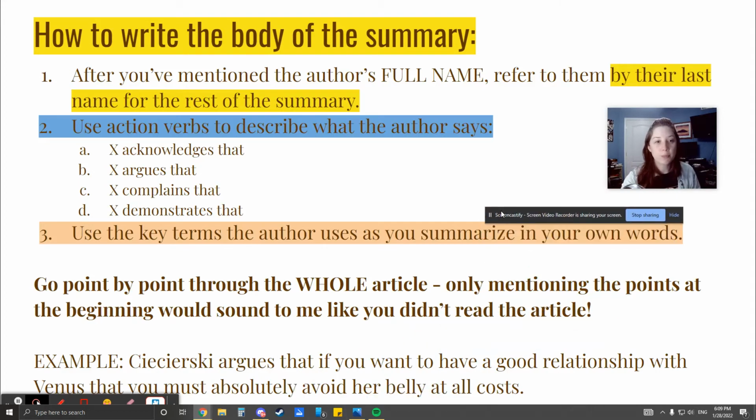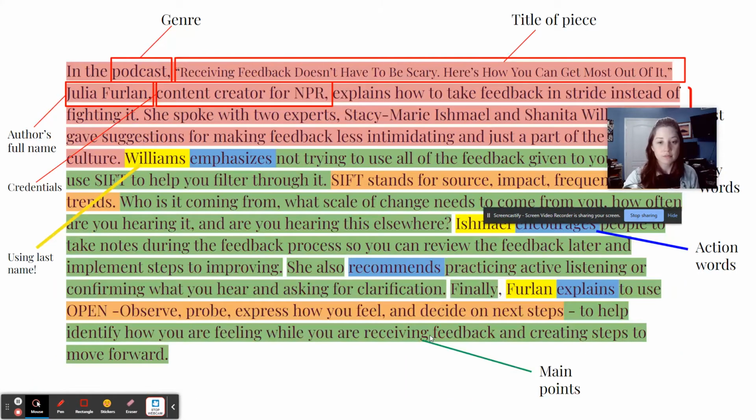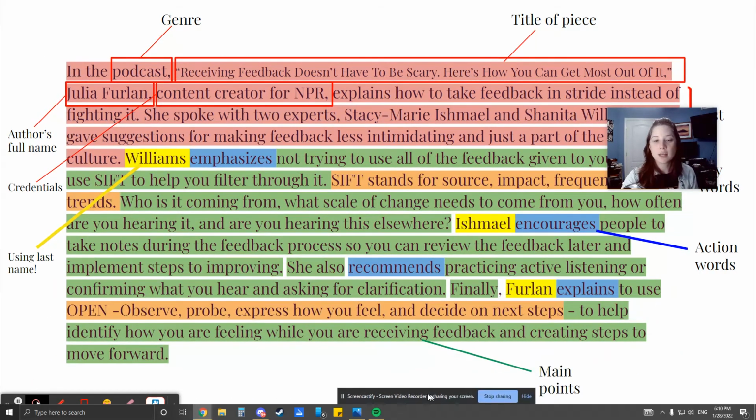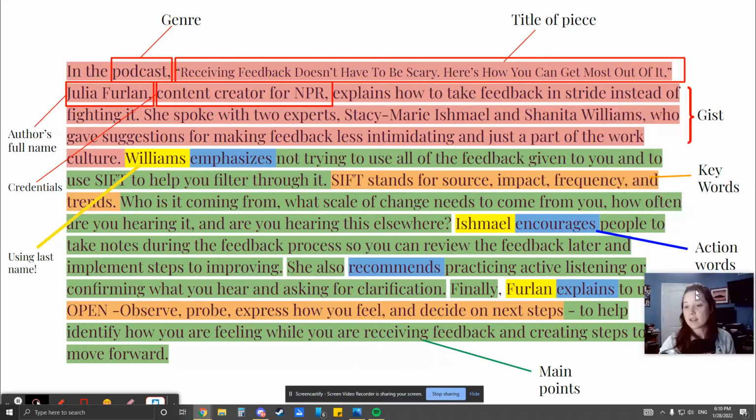So as an example for action verbs to describe what the author says, I said, for example, Szyzerski, my last name, argues that if you want to have a good relationship with Venus, my cat, you must absolutely avoid her belly at all costs. AKA, don't pet her stomach. So Szyzerski argues, and then the summary. Great. So this is an example of a summary of a podcast that I did.